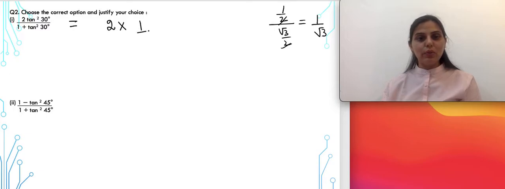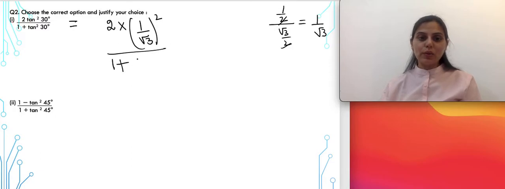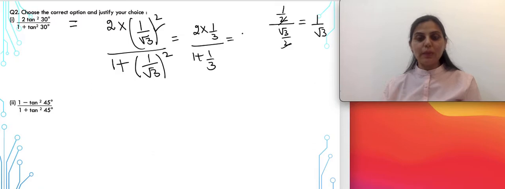So that value when you put here, you will get 1 upon √3 and we take the square of this whole divided by 1 plus tan square 30, that means 1 plus (1 upon √3) whole square. So this can be written as, when you take square of this, you will get 2 multiplied by 1 by 3 upon 1 plus 1 by 3, or this can be written as 2 by 3 upon, now when you take the LCM will be 3 in this case, so you will get the answer 3 plus 1, or this can be written as 2 by 3 whole divided by 4 by 3.